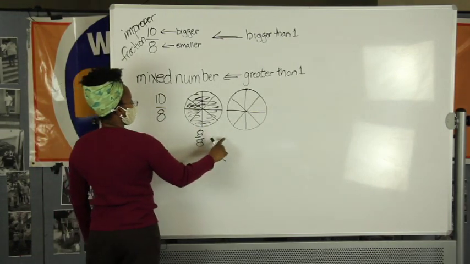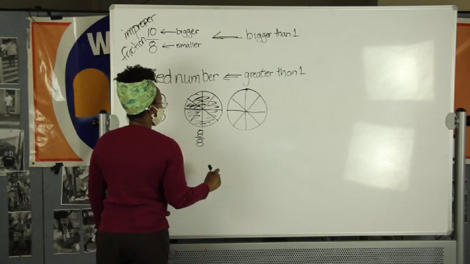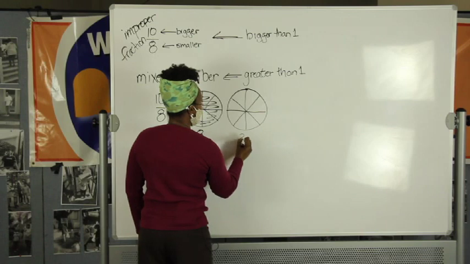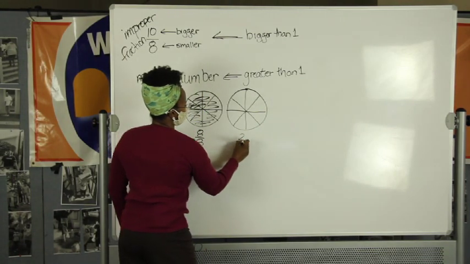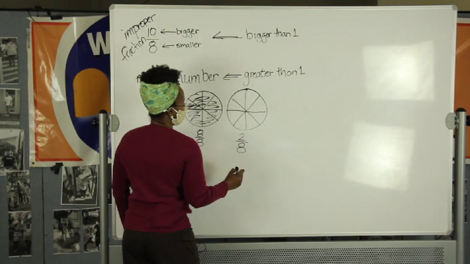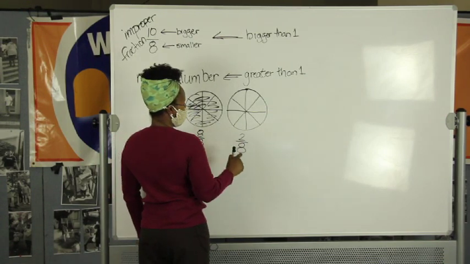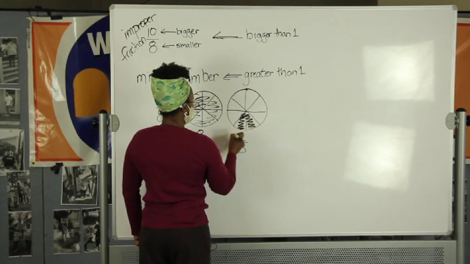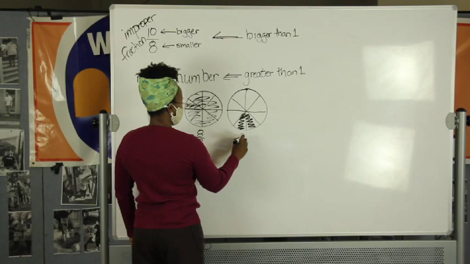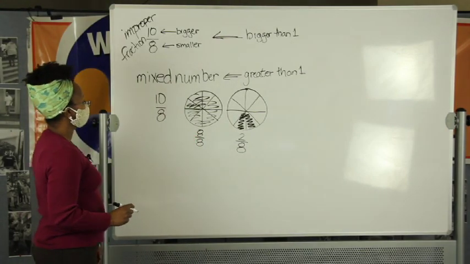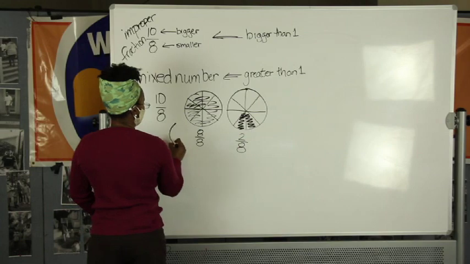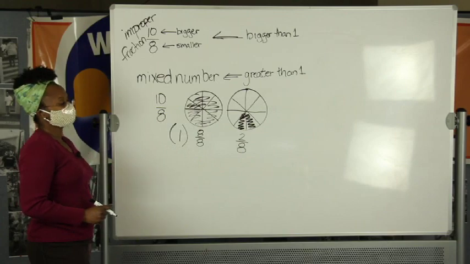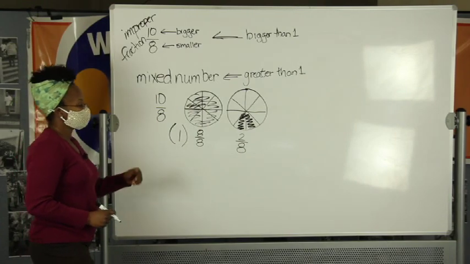8 plus what number equals 10? So in this case, 8, 9, and 10. 2 more pieces of the entire whole part has to be shaded. So that's 8, 9, and 10. So now we have the representation. So that's like saying 1 and 2/8.